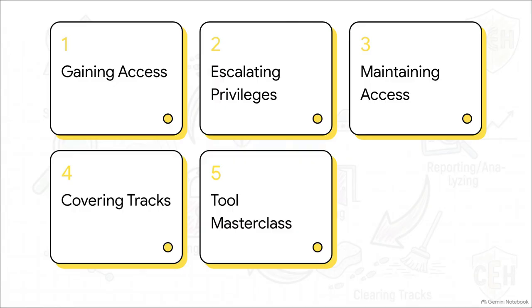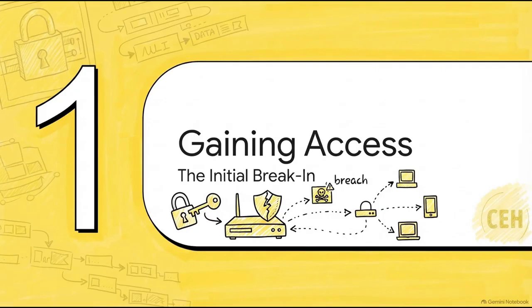Okay, so here is our roadmap for today, mirroring the EC Council's exact chronological system hacking methodology. We're talking Phase 1, gaining access. Phase 2, escalating privileges. Phase 3, maintaining access. And Phase 4, covering tracks. And then we'll wrap the whole thing up with a masterclass on the specific exam tools you simply have to know.